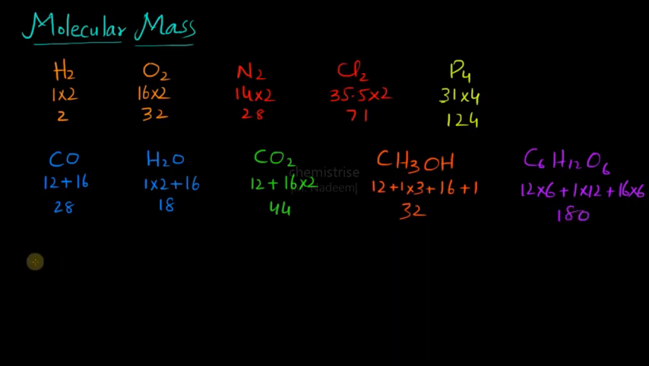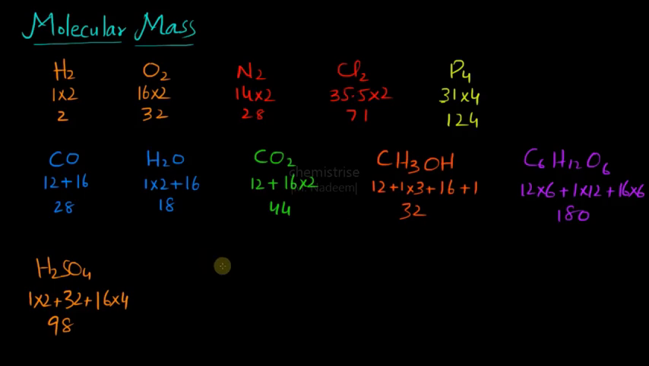Let's say we've got sulfuric acid, H2SO4. Hydrogen is 1 times 2, plus sulfur is 32, plus oxygen is 16 times 4. So that will give you a total of 98.